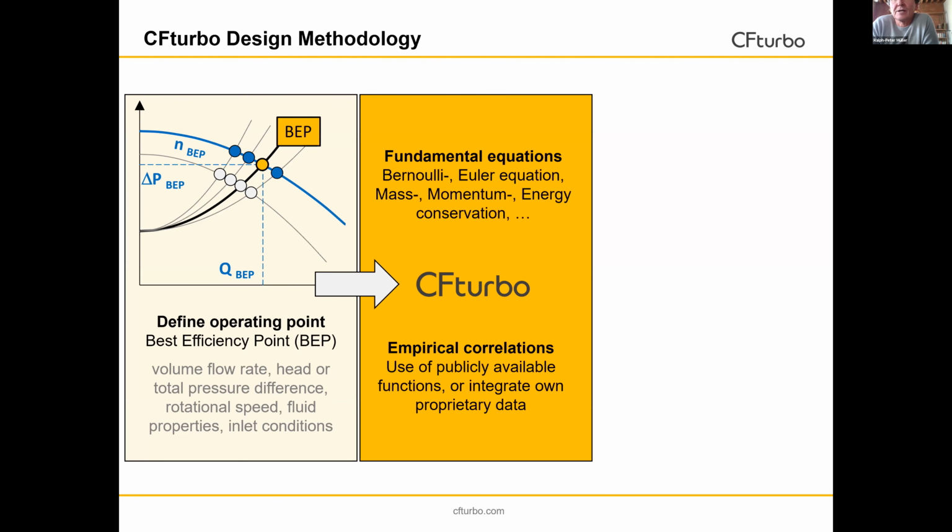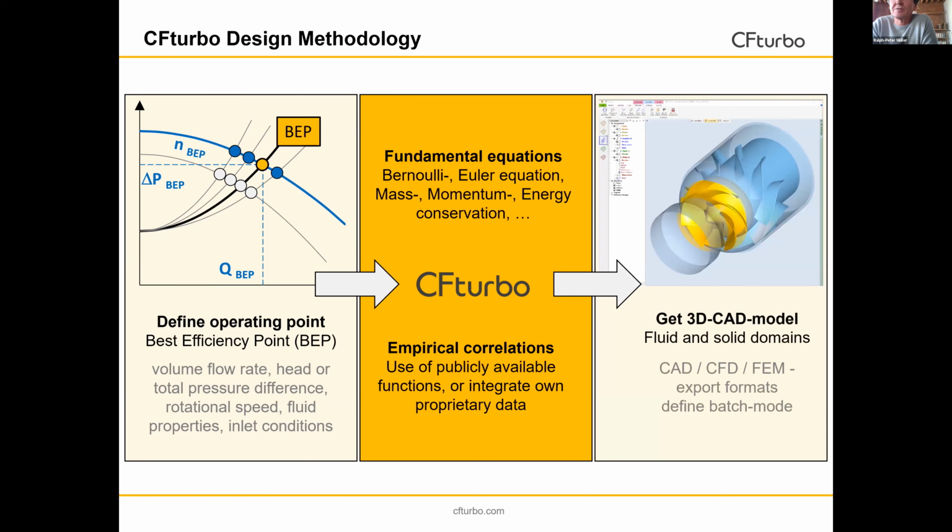Behind CFturbo are fundamental physical equations, which describe the physical behavior in a turbo machine. And additionally, we have collected numerous empirical correlations, which help us to design efficient and reasonable models from the very beginning. And based on this, we can get 3D geometry models out of CFturbo, which can be further applied for 3D CAD, for CFD or FEA analysis.